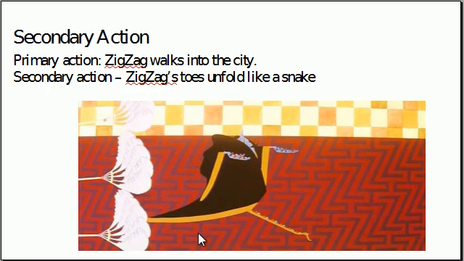Here's another example of secondary action. Here's Zigzag marching into the city, again a scene that I animated, and if you watch it very closely, you'll see that Zigzag's toes are kind of unrolling and unfolding like a sort of nasty little snake. They've got this horrid little snake motion, which is actually animated by my father, who went on top of my drawings in this case, and he did the little snake-like motion on the toes.